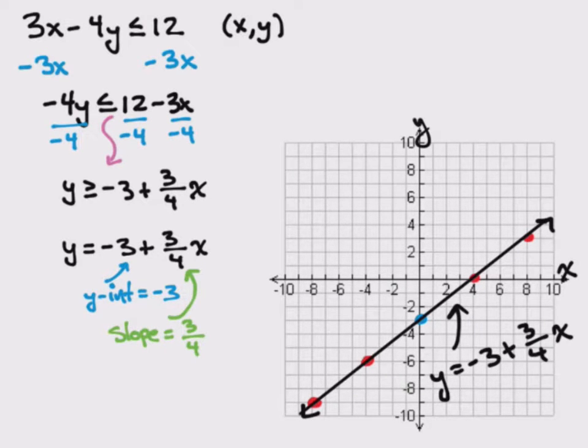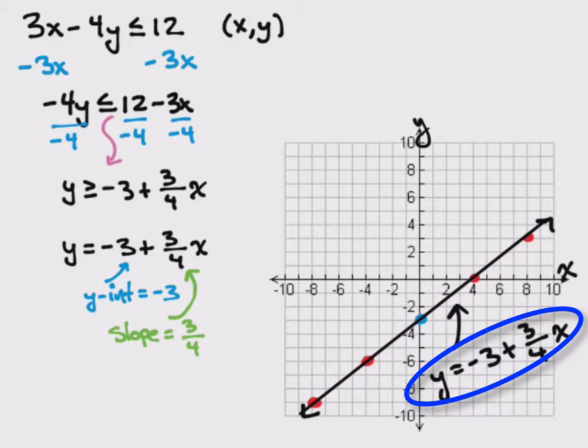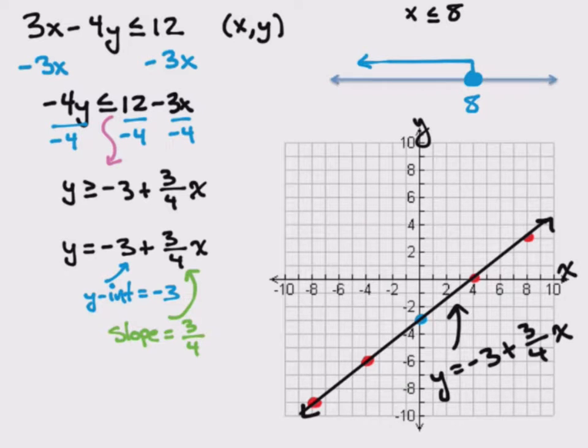Alright, so there's our boundary line, and I really strongly suggest labeling your boundary line when you draw it. Now, note that since our equation is y is greater than or equal to negative 3 plus 3/4 x, the ordered pairs on this boundary line are included in our solution set, because for each of those ordered pairs, the y value is exactly equal to negative 3 plus 3/4 x. And so that's why we draw a solid boundary line, to show that these ordered pairs are part of the solution set. This is the exact same thing as drawing in a filled-in circle before, when we had x is less than or equal to 8.